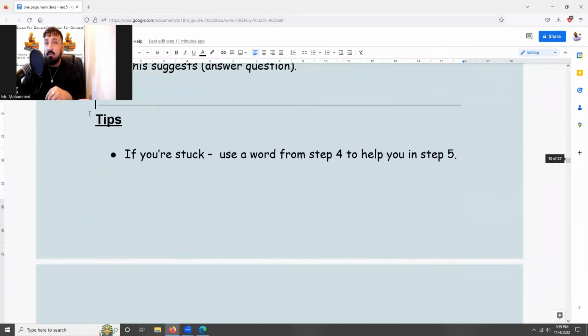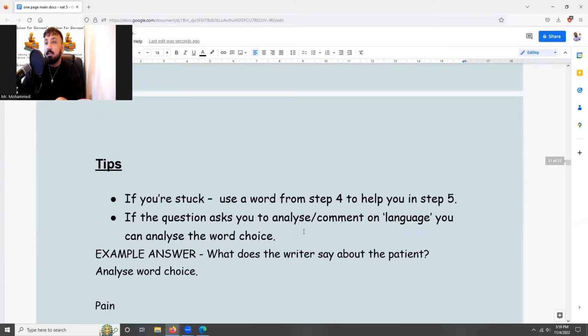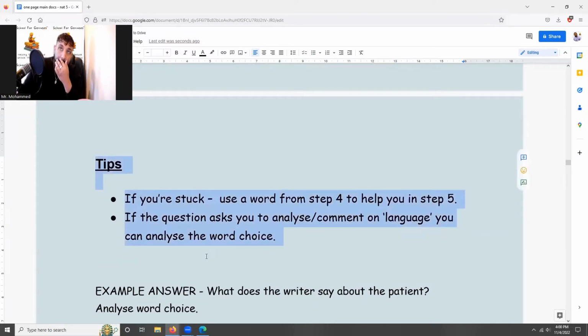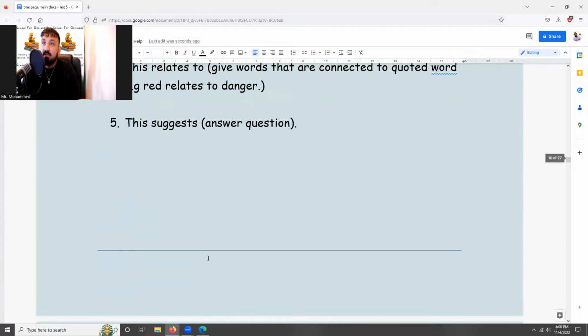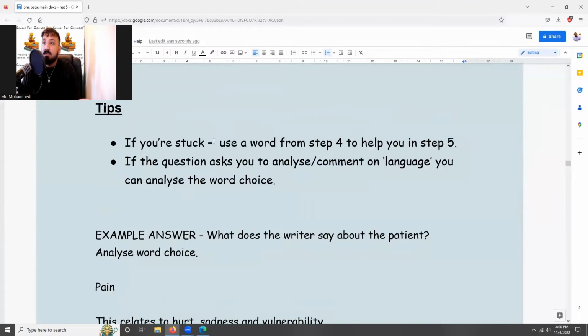Now, some tips for you. So go ahead and write these down also. If you get stuck at any point and you're not exactly sure how to do the last part, the "this suggests" part to answer the question, you can literally use a word from this part to answer the question. I'm going to show you what that looks like in a minute. So that's the first tip. If you get stuck, use a word from step 4 to help you in step 5, meaning use a word from the connotations part to help you in the "this suggests" part.